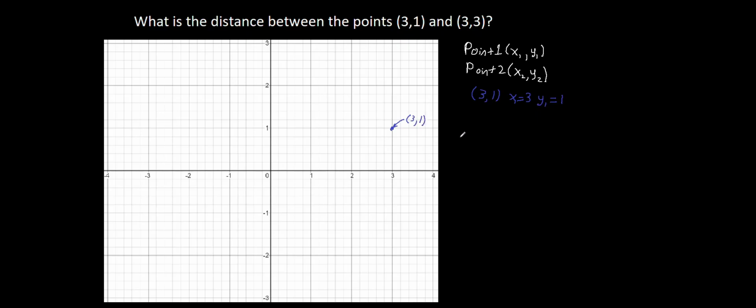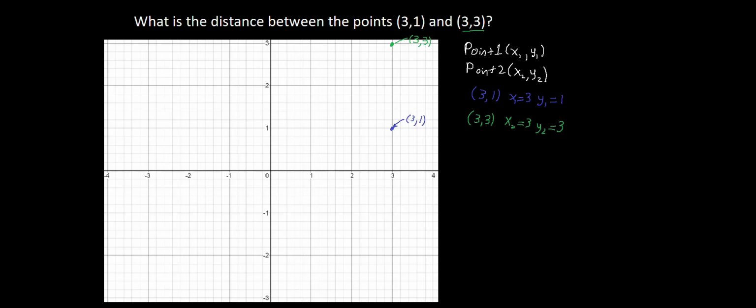Then we have our second point here, which is the point 3, 3. So in this case, our x2 is going to be equal to 3, and our y2 is going to be equal to 3. Let's go ahead and plot this out. Same x, go 3 along the x-axis. Then we're going to go 3 along the y-axis to go up to here. So this right here is the point 3, 3.